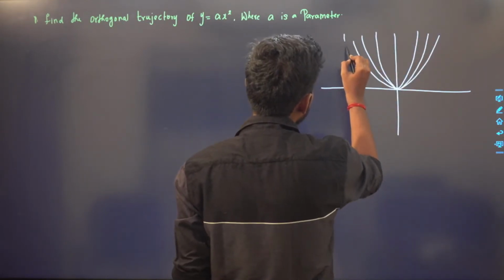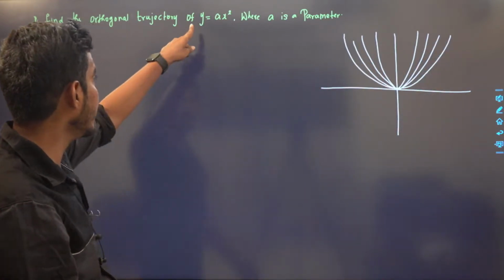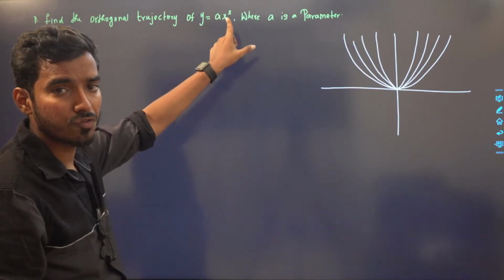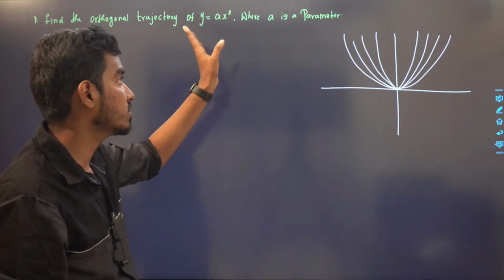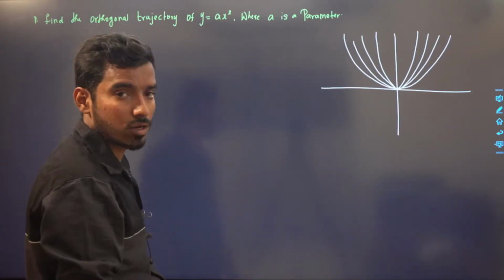So if I vary a, we will have a different set of curves. This is a family of curves, right? Here a is a parameter. If a is 1, if a is 2, if a is 3, if a is minus 1, if a is minus 2, we will have a different set of curves, right?